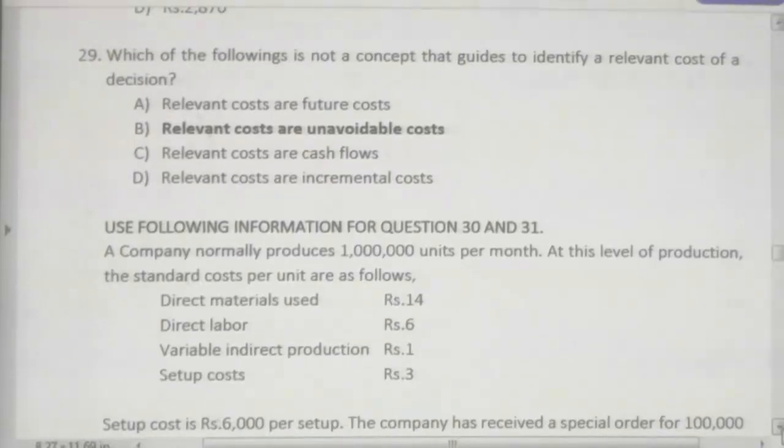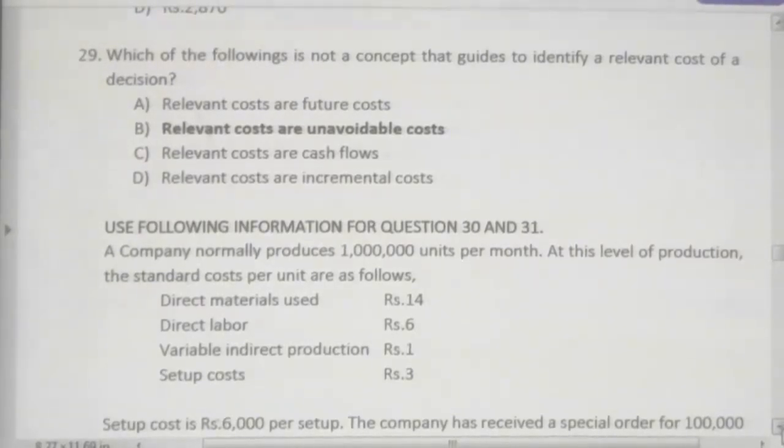Which of the following is not a concept that guides to identify a relevant cost of a decision? To identify a relevant cost of a decision, you need to know the characteristics of relevant cost. What are the characteristics of relevant cost? Relevant cost is always a future cost, because you never consider past cost. Past cost is already incurred, and is named sunk cost. Sunk cost is not a relevant cost. Therefore, relevant cost always considers the future cost.